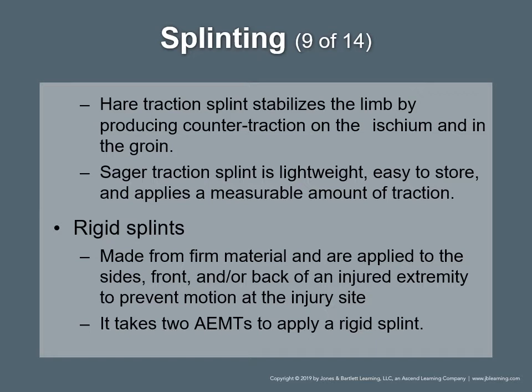They are made from firm material and are applied to the sides, front, and/or back of an injured extremity to prevent motion at the injury site. It takes 2 advanced EMTs to apply a rigid splint. Follow the steps in skill drill 33-5 to apply a rigid splint.